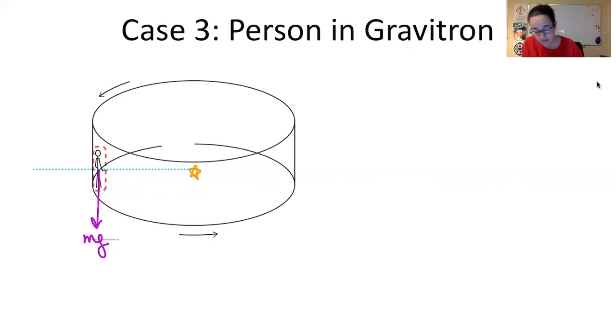The normal force, instead of pointing up, is actually pointing towards the center. And the force that prevents the person from sliding down the wall is a static friction force that's equal in size to the weight.